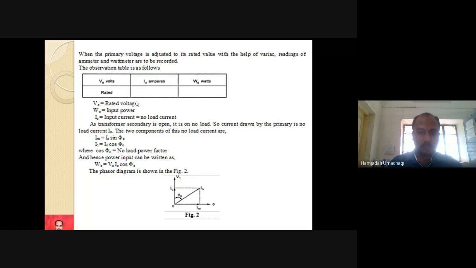So from the given tabular column, I know W0, I know V0, I know I0. The only unknown parameter is the no load power factor cos phi naught. So cos phi naught is given by the ratio of W0 divided by V0 into I0. If you take this ratio, you are going to get the no load power factor. Cos phi naught is equal to W0 divided by V0 I0. Then you use this value of phi naught in the formula Ic is equal to I0 cos phi naught, Im is equal to I0 sin phi naught. Then using these results, you calculate the magnetizing branch components R0 and X0, no load resistance and no load reactance.